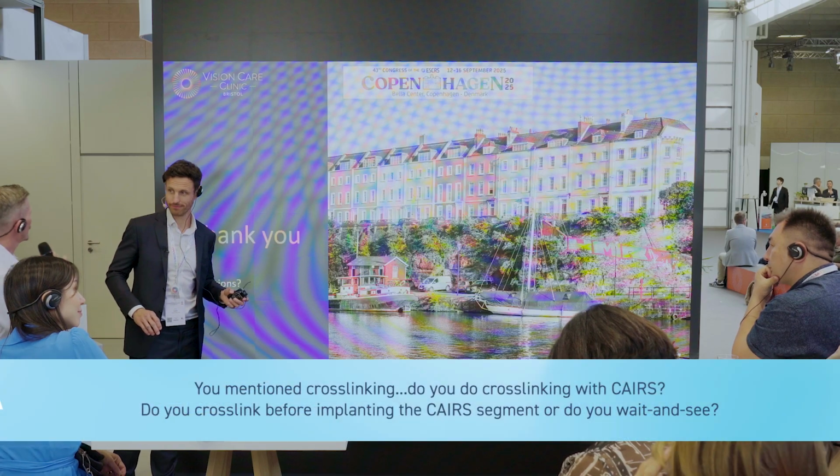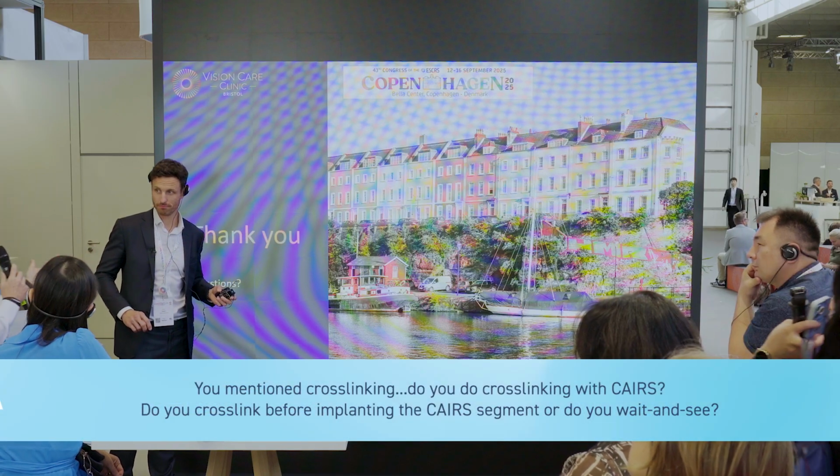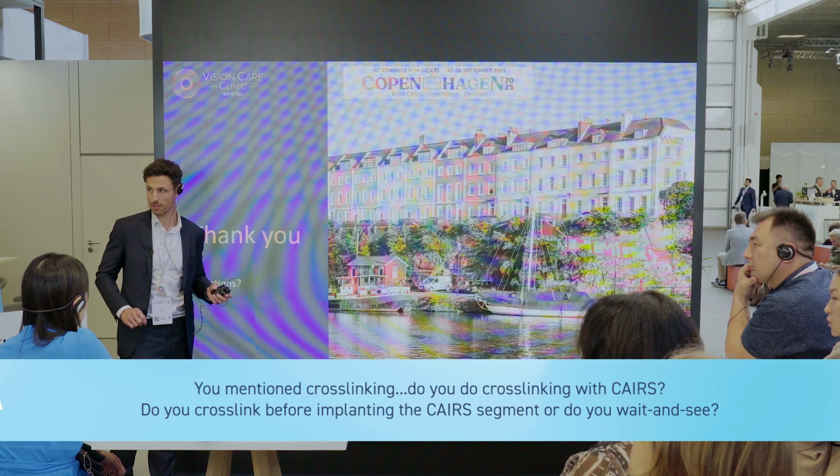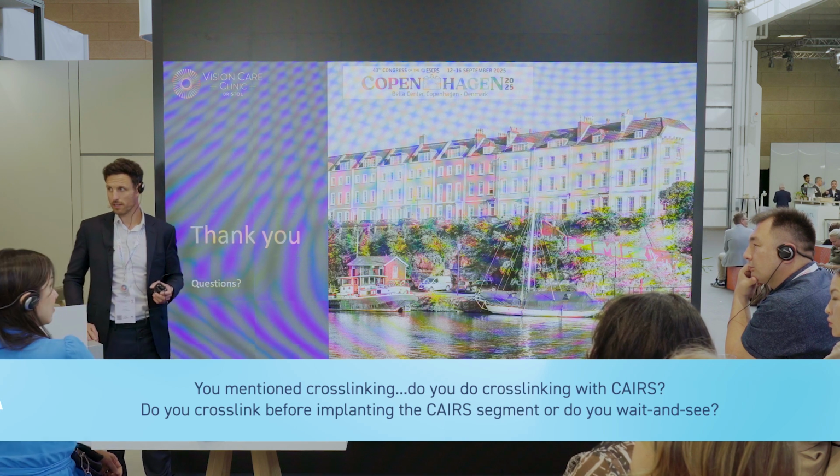This coming also, I have one question there, because you mentioned cross-linking. So do you cross-link also sometimes the CAIRS implant before implanting, or you wait and see? So I haven't. I think we've not got to a stage yet where we've got anywhere close to having a very reliable nomogram with any of this. And so I think what you're actually doing there is introducing an additional element of unpredictability into it.